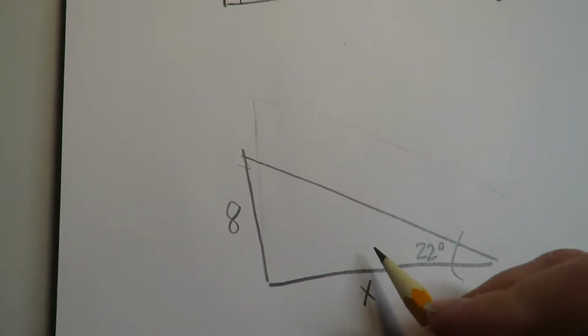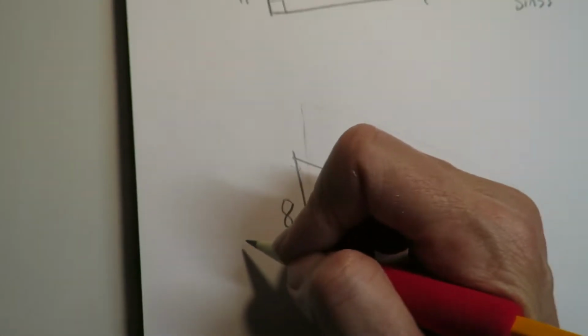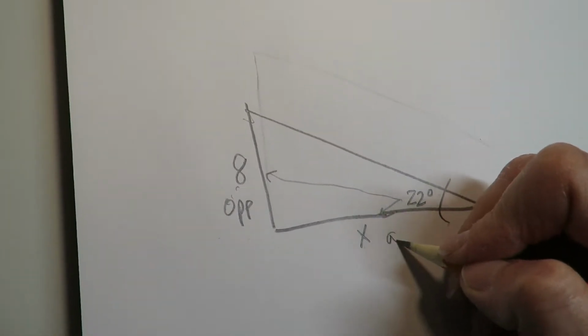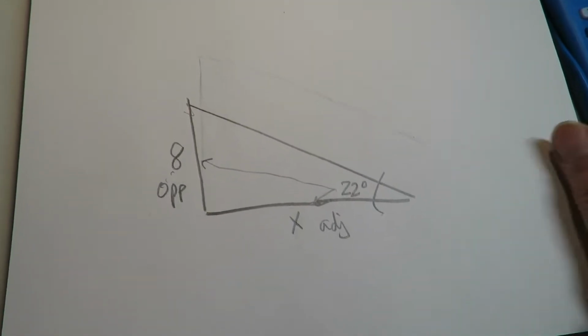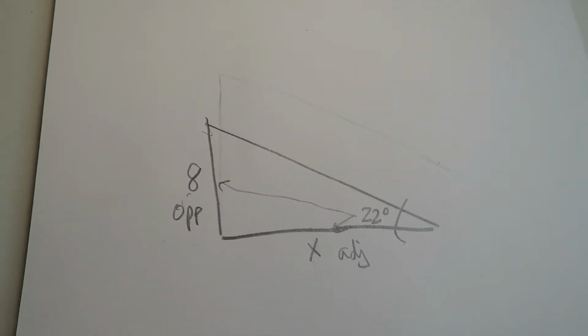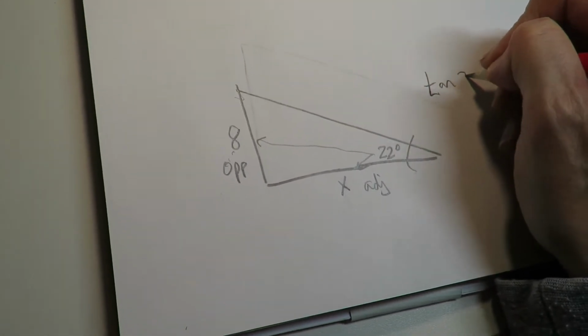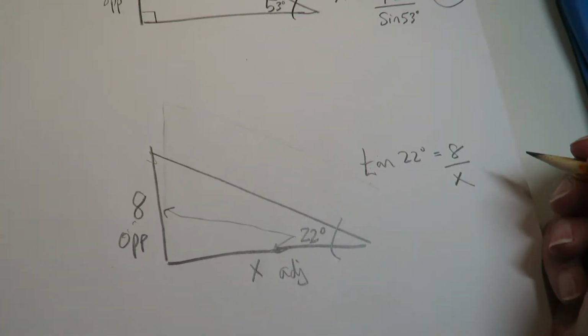Okay, let's try this one. So now my angle, this side is across from my angle, so this is my opposite. This side is touching my angle, so this is adjacent. So what trig function might we use if we have the opposite and the adjacent? Good, you want to use the tan. So the tan of 22 degrees equals the opposite over the adjacent.